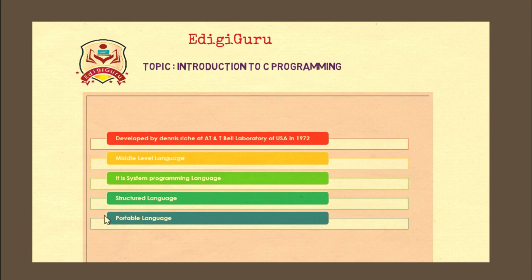The next is, the C language is also called a portable language. Portable language means it is a system independent language, since a program created on one machine can run on any machine without changing or modifying it, and that's why it is a machine independent language. Since it is a portable language, it can port from one machine to another without changing it, and that's why it is called a portable language.